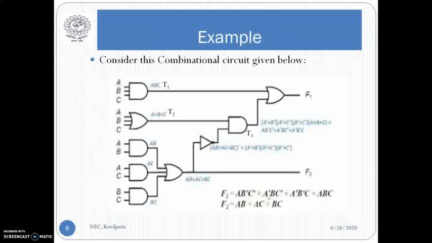Consider this example. The input contains only three variables A, B and C. For my convention, I am naming the intermediate labels T1, T2 and T3. I am naming this one T1, this T2 and this T3. The final outputs are F1 and F2; two final output functions are available.